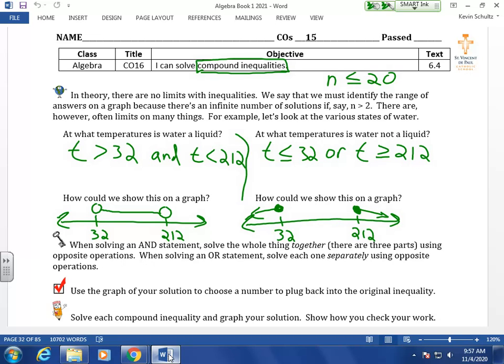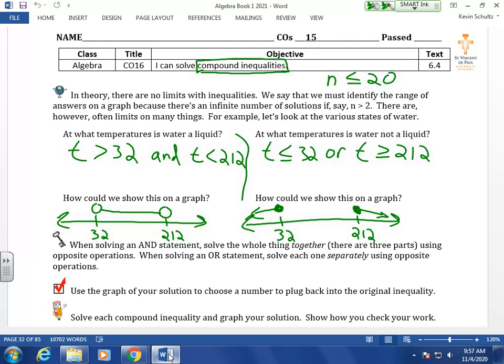Okay. So is there any temperature that is not included in either of these graphs? No. We've got everything less than or equal to 32, we have between 32 and 212, and we have 212 and above.